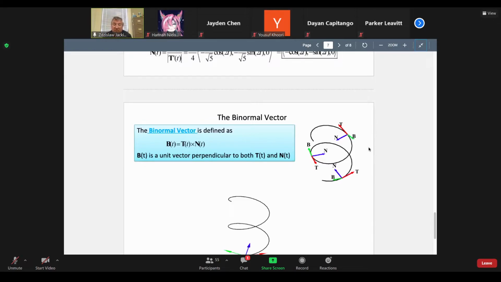Okay, thank you. So again, it's a unit vector, because what is the norm of this? The norm of the cross product is the magnitude of T, which is 1, times the magnitude of N, which is 1, times the sine of the angle. If the vectors are orthogonal, the angle between them is 90 degrees, so sine 90 degrees is 1. So of course, the magnitude of B is 1. You remember when we computed unit tangent and unit normal, we had to divide by the norm. Here, this vector is automatically a unit vector.